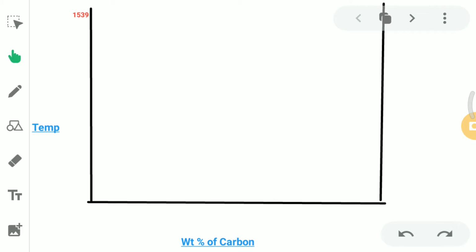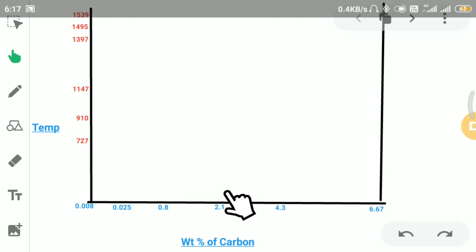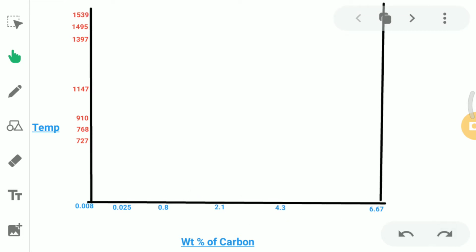These are 1599, 1539, 1495, 1397 at the top, and 1147, 910, 727. These are the compositions, weight percentage of carbon: 0.008, 0.025, and 0.8, 2.1, 4.3 and 6.67. After remembering this, you need to draw a straight line at 768 degrees from start to end.